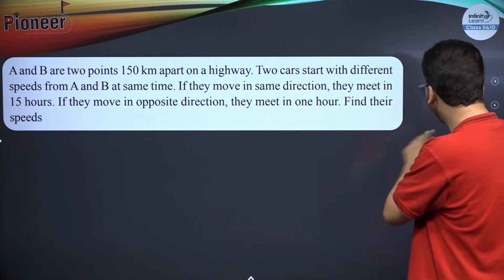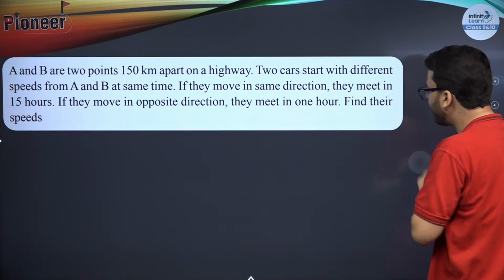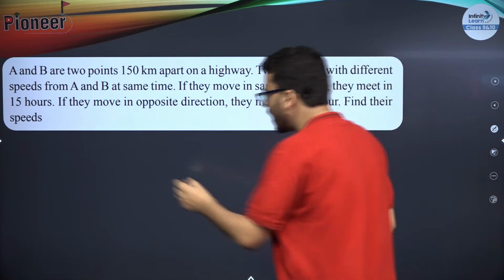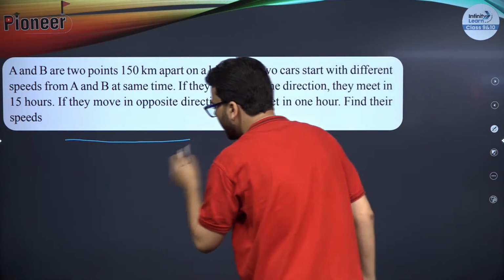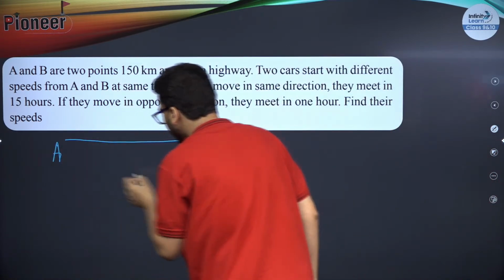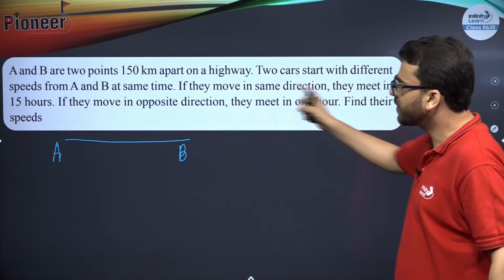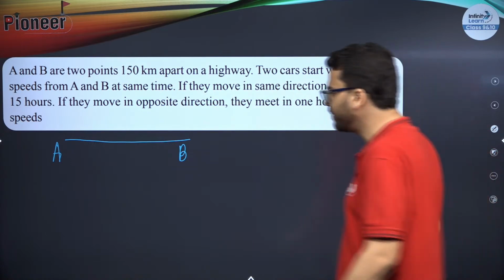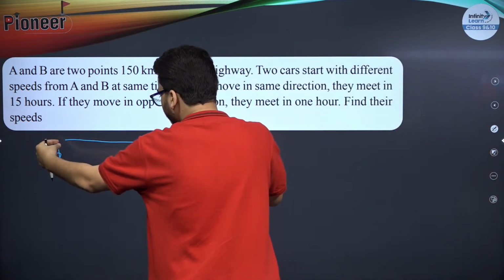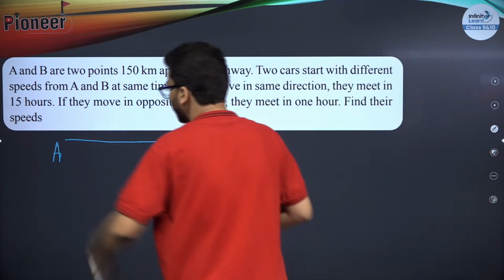A and B are 2 points 150 kilometer apart on a highway. So A and B are 2 points. So let's do this over here. So A and B over here, correct? Two cars start with different speeds from A and B at the same time. It means one car is there, one car is there. They are starting from these points, right?